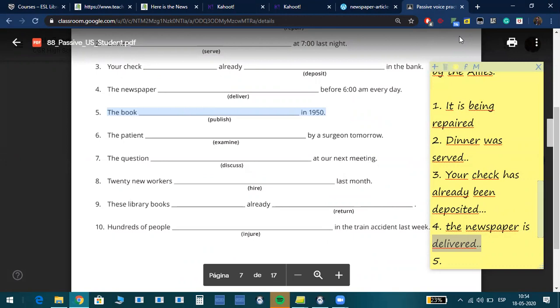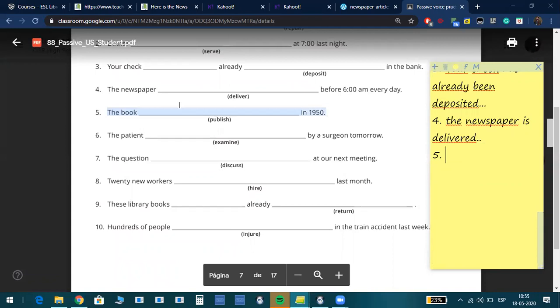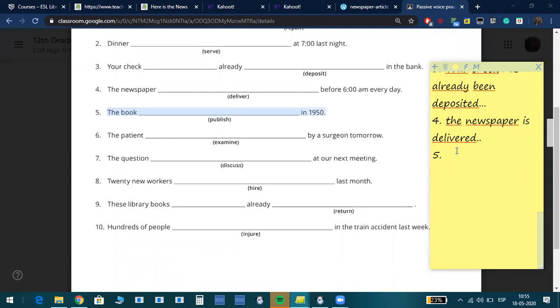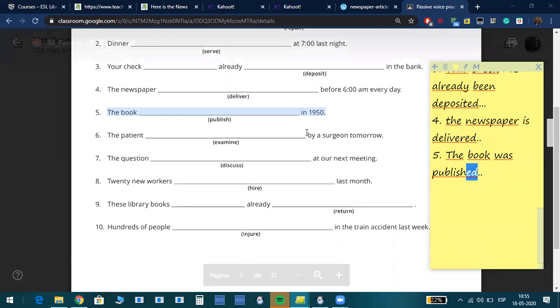Coti, let's go. Oh, profe, espere, ¿cuál? La number 5. Pero toda la frase o solo lo que va en el medio? No, everything. Yes, the book. The book was published in 1950? Exacto. So the book was published in 1950, we have past simple, it's a year because it finished, so that's past simple, passive: the verb to be, was, and the verb in PP. Good. Thank you, Coti.